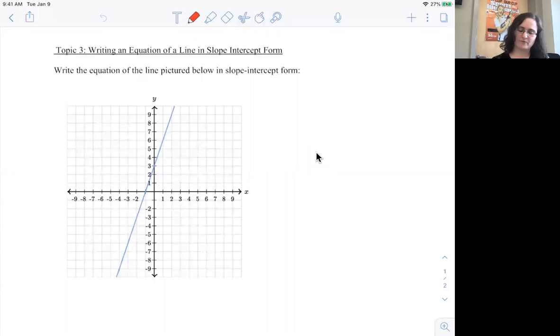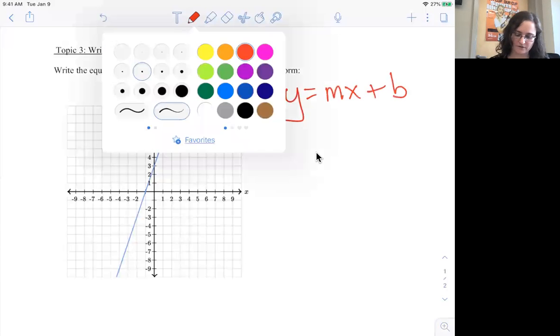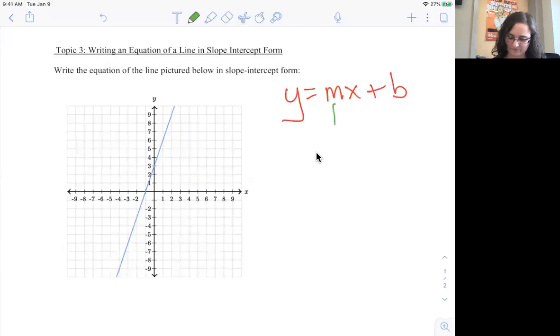All right, so if you remember from last year, slope-intercept form is y equals mx plus b, right? So m is our slope, right? And there are many different ways to find the slope of a line. So there's a formula to find slope between 2 points, but most likely you're going to count rise over run, right? So underneath here, I'm going to just write rise over run.